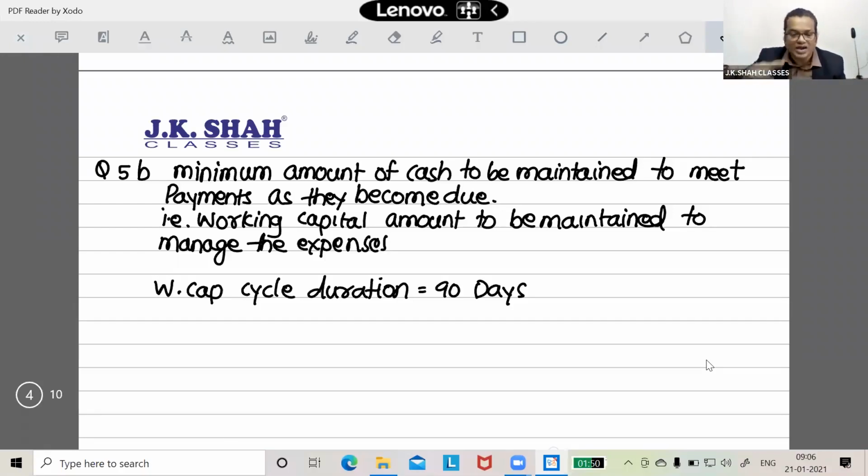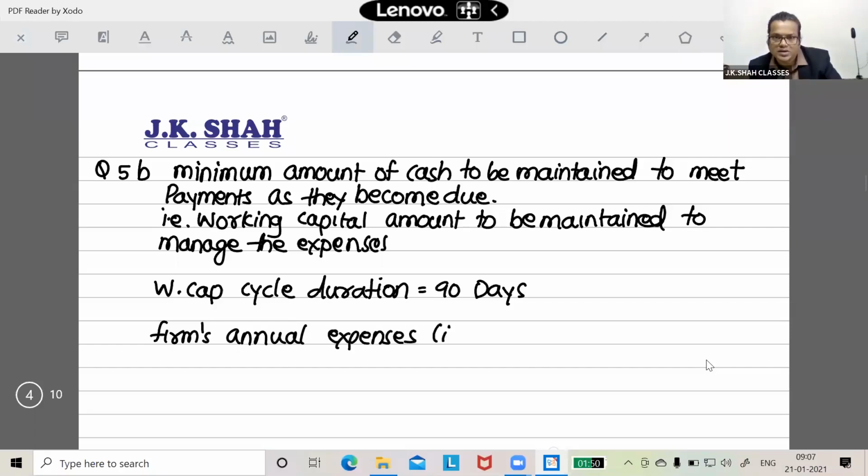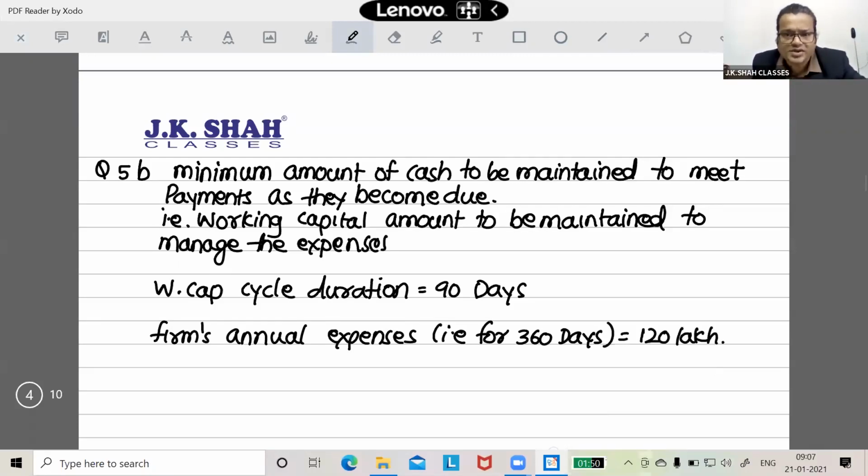How do I come to know? That's why it is given in point number two. I'm not talking about point B, I'm talking about point two in the question. What is written in point two? The firm spends a total of 120 lakh annually at a constant rate. Did you get it? So what we can say, the firm's annual expenses, that is for 360 days, is 120 lakh. Correct, people?